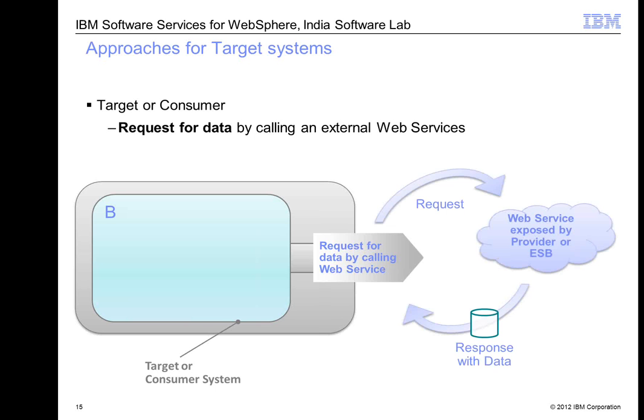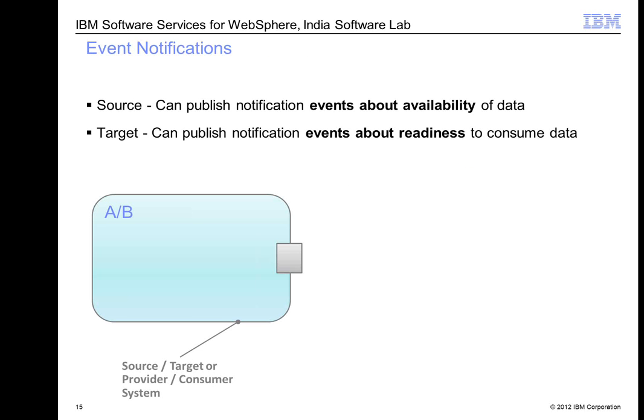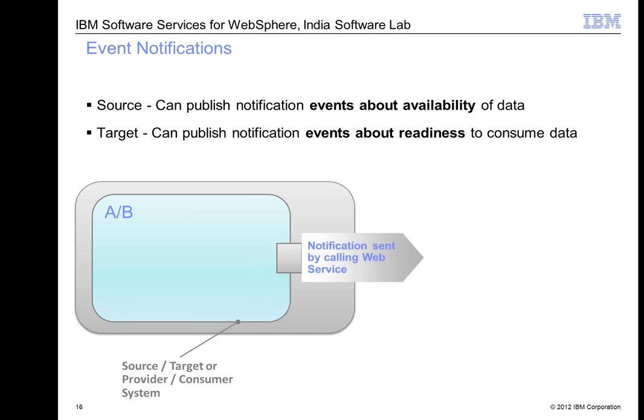Next slide, slide number 16, is about event notifications, and we have discussed this earlier. Both the source system and the target system, or you may call them consumer system or provider system, can participate in generating these events. And these systems can also subscribe to the events. And how do we do that? How do we notify the enterprise service bus that something interesting has happened?